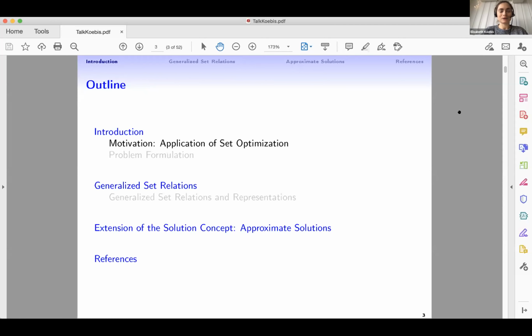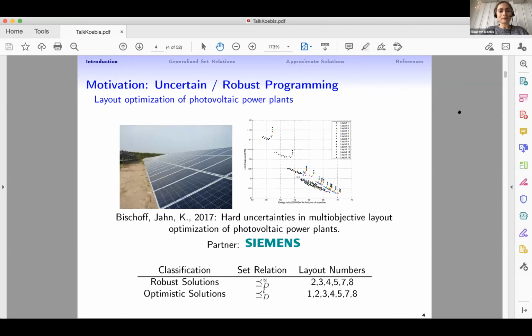Okay, so now considering the motivation of considering set optimization problems. In a paper from 2017, together with some co-authors, we considered the optimal layout of photovoltaic power plants, where we actually had two objectives. We wanted to place the power plants in a way such that the energy output would be maximized and the associated costs would be minimized. And this would give us a bicriteria optimization problem, so an optimization problem with two objective functions.